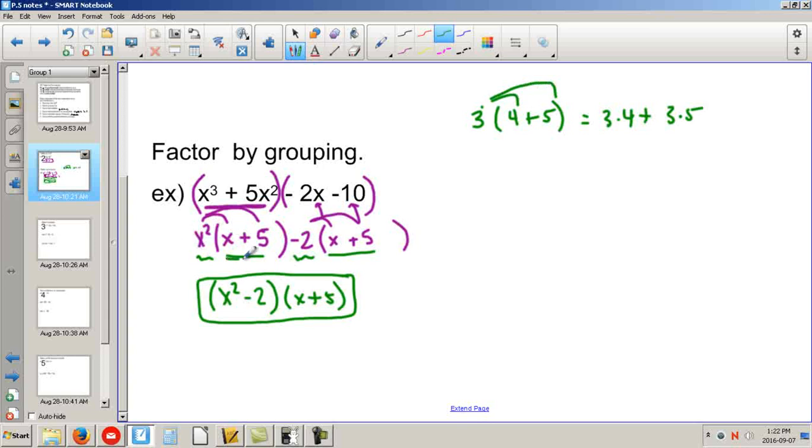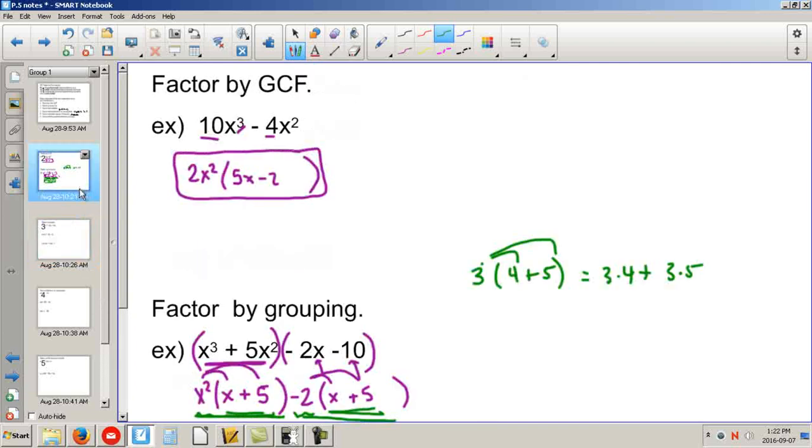X squared times this, minus 2 times the same thing. Wouldn't that be created through the distribution? X squared would multiply by the whole thing, and then negative 2 would multiply by the whole thing. Wouldn't this two-step process, this four-step process of FOIL, produce the same result as this? If you look closely at it, you're still going to take x squared times x plus 5. You're still going to take negative 2 times x plus 5. This is just a prettier way to write your work. So there's factor by grouping. And again, it only works if you have 4 pieces. We had 1, 2, 3, 4 pieces to start.